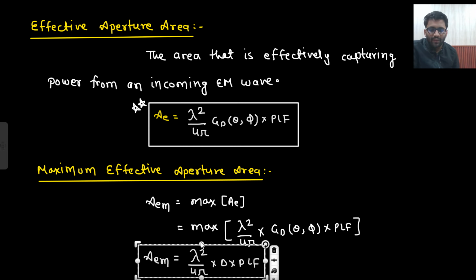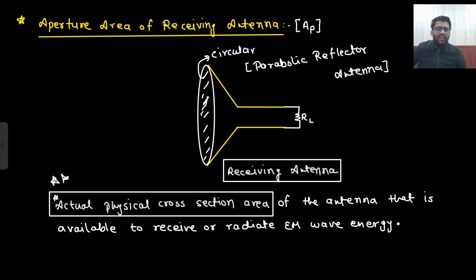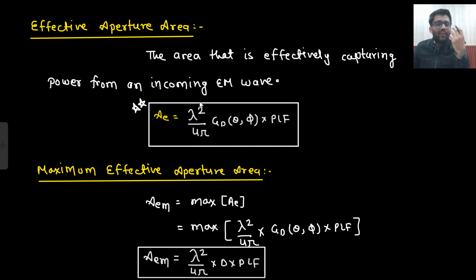So what is the summary of everything we have studied? First we studied polarization loss factor. Incident wave polarization dot transmitted wave polarization dot received wave polarization: do the dot product, take the magnitude and take the square. That's it, this is our polarization loss factor. Now coming to the aperture area. This is our antenna. The antenna has a particular area available for capturing EM wave energy, known as aperture area. This complete area will not be effectively absorbing the energy. The area that is available to effectively capture the energy is known as effective aperture area.